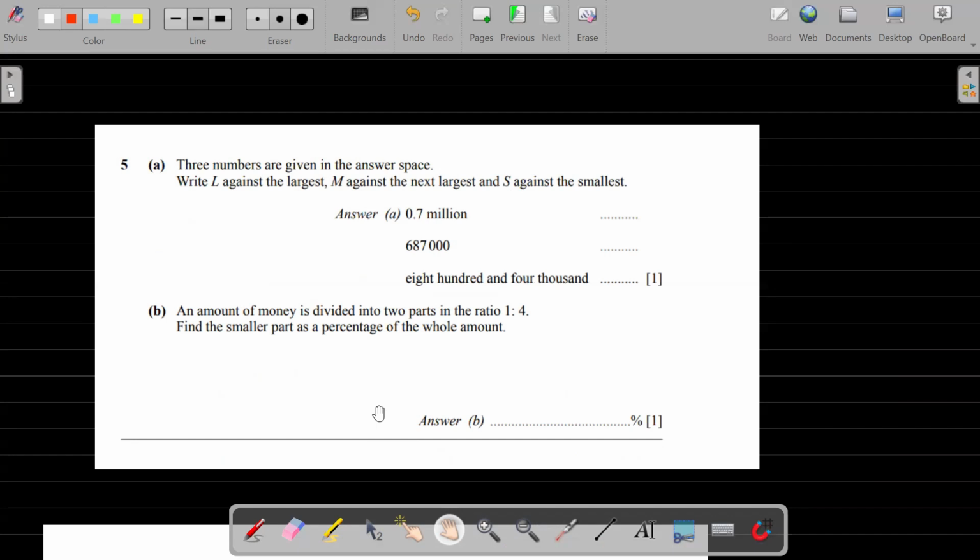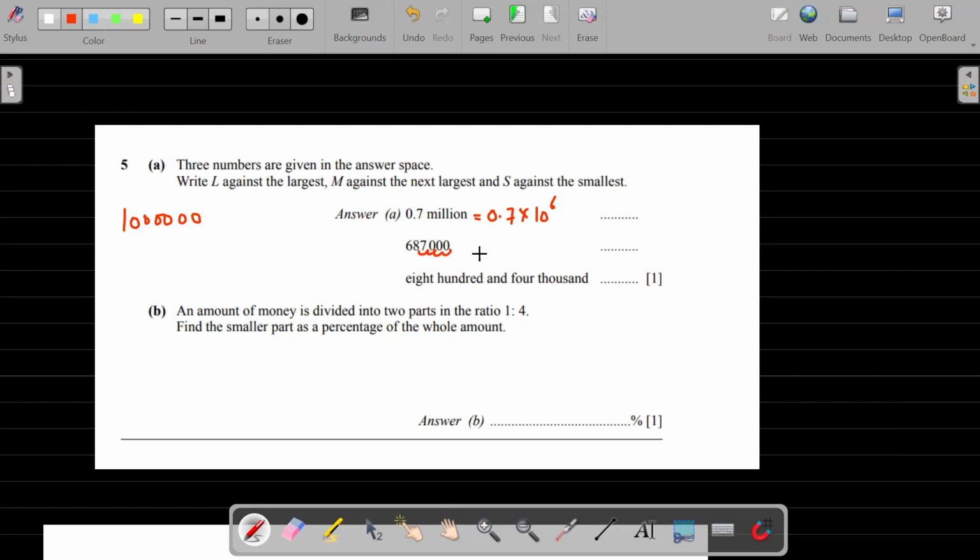Let's write it, Fatma. 0.7 million. First, let's see what will be the value of 0.7 million. What is meant by million? Million means 10 raised to power 6. Yes, miss. Isn't it, Fatma? 1 million has 6 zeros because it is 10 lakh. 1 lakh has 5 zeros and 10 lakh has 6 zeros, so it is 0.7 times 10 raised to power 6.